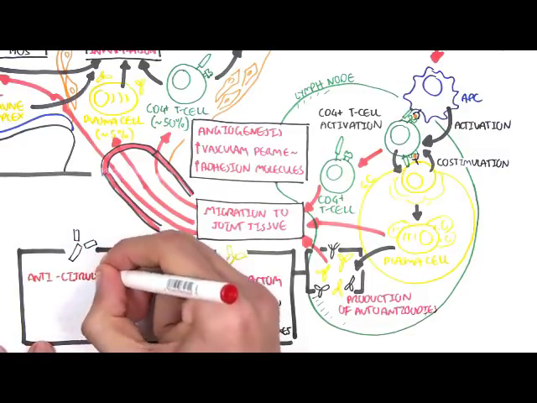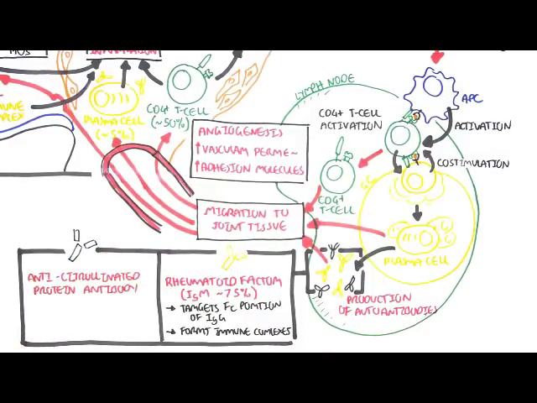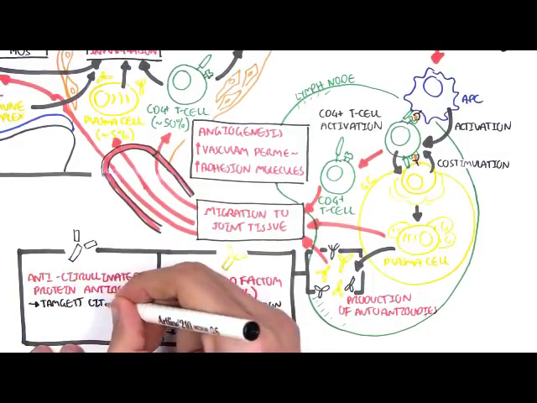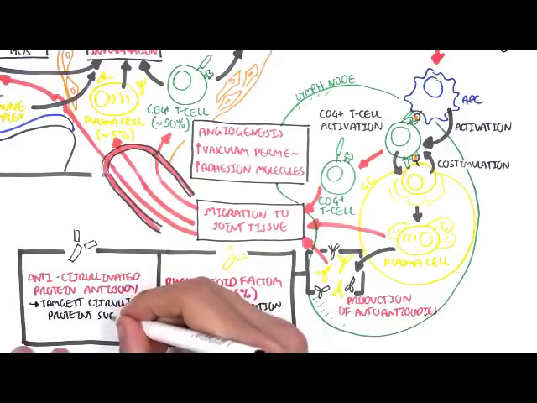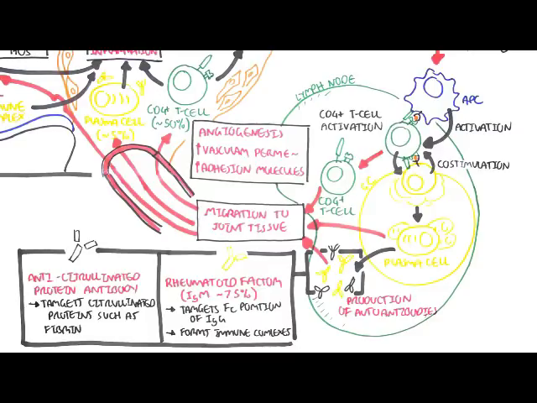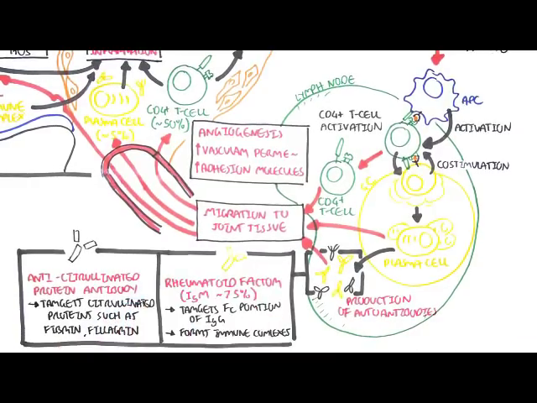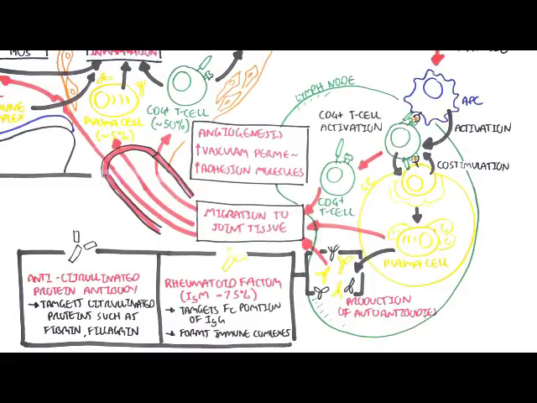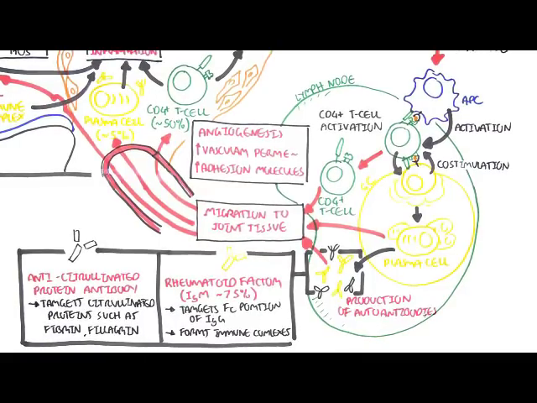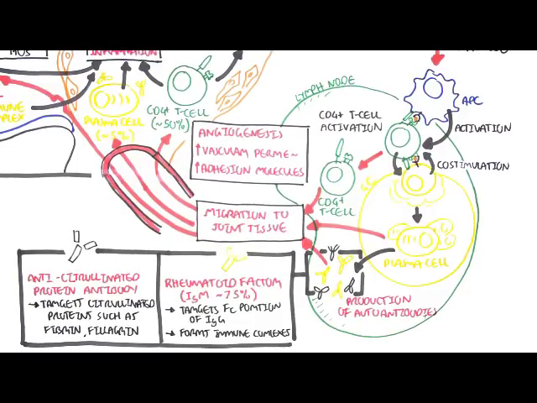The second antibody is the anti-citrullinated protein antibody. Now, as the name suggests, these target citrullinated proteins. These are things such as fibrin and filaggrin. What are they? Well, citrullinated proteins are essentially proteins whose arginine residues have been converted to citrulline. And this sort of change makes them seem foreign to the body. And that is why when we have modifications of our autoantigens, such as citrullination, our body thinks it's foreign.